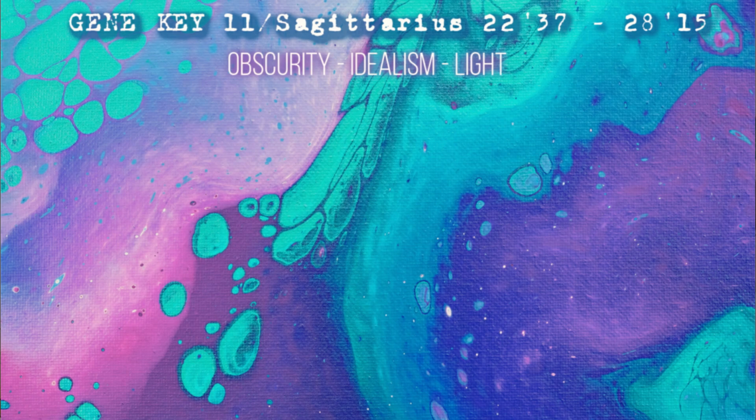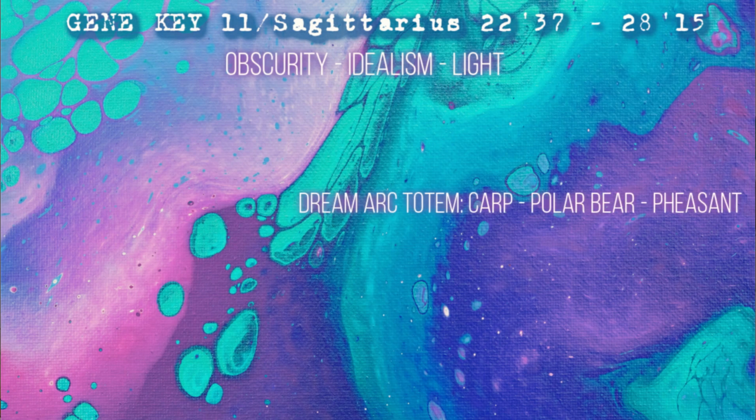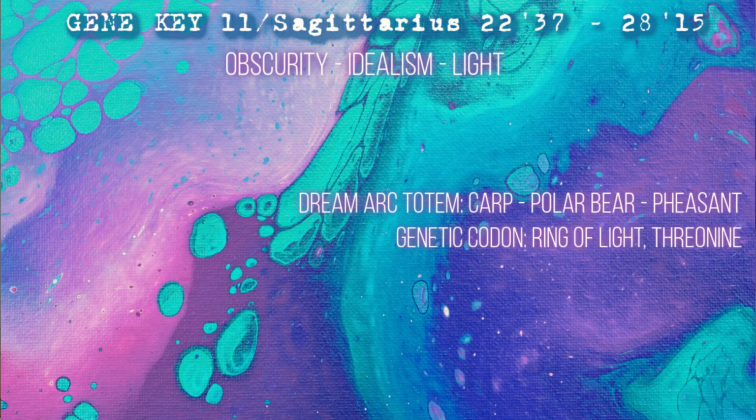This gene key is associated with the vision key bird, the pheasant. As the life key, it is the polar bear, and the fear key, the underworld animal, is the carp. In the 64 codon ring, this gene key is located in the codon ring of light and is associated with the amino acid threonine. I'm sure I pronounced that correctly. In the 64 I Ching hexagrams, this hexagram is Earth over Heaven, Unio Mystica of heaven and earth, anchoring the light within the body to see the world as it truly is.